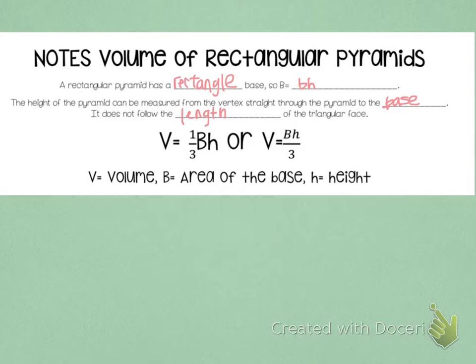So we have two formulas here. We have volume equals 1/3 big BH, which will be on your star chart, or volume equals big BH divided by 3, which is the one that I like to use. But I am going to do number 1 using 1/3 and number 2 using divided by 3, and then we'll decide what we're going to do on number 3.